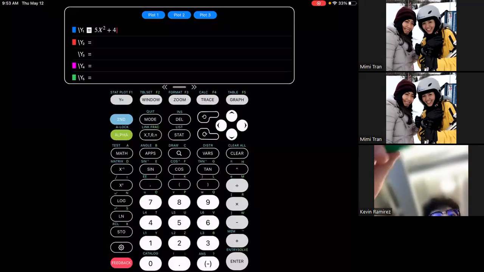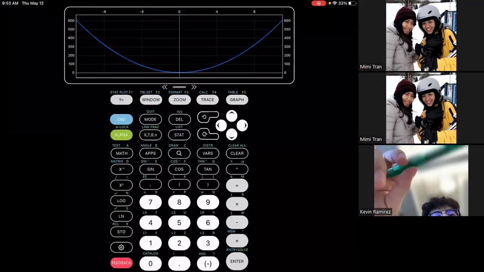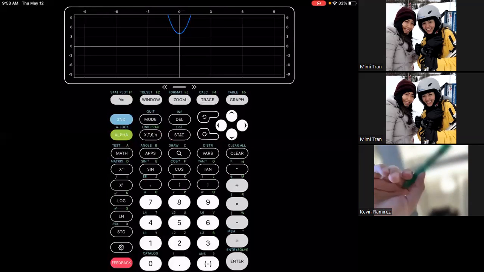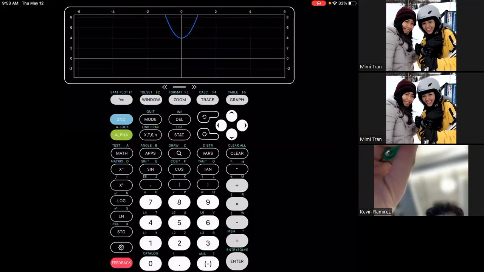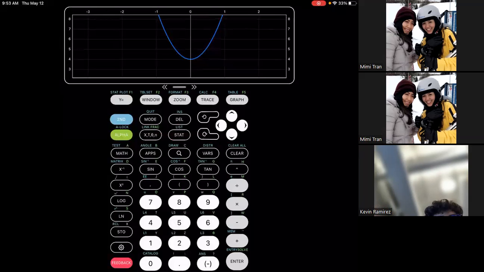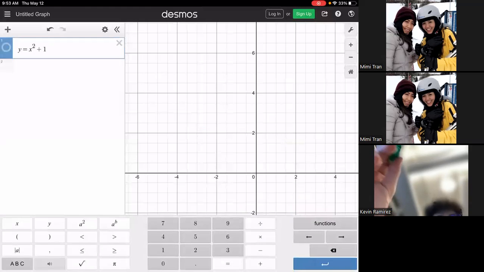What we're gonna do is zoom 6. Zoom 6 will give you a standard window. Zoom 6 is better. Okay, so if I look at this graph, you know what I'm gonna do? I'm gonna use decimal, so you can see better.